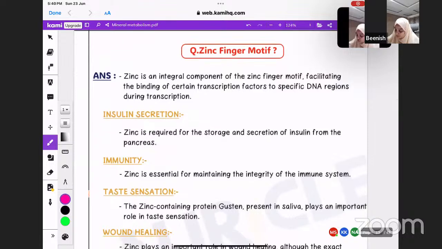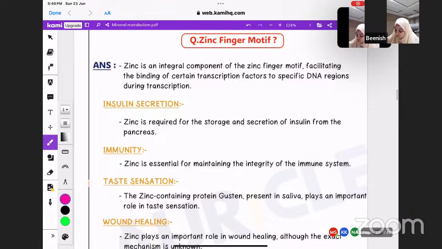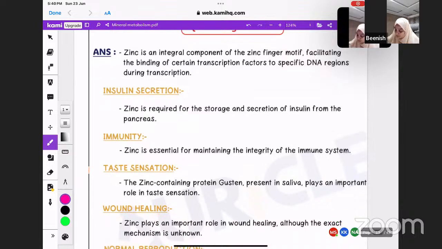Now talking about zinc finger motifs. Zinc is an integral component of zinc finger motifs. Now what are zinc finger motifs? These are DNA binding motifs. So, transcription factor and DNA interactions, facilitating the binding of certain transcription factors to specific DNA regions during transcription. Basically what it is trying to say is that zinc finger motifs are finger-like parts in certain proteins, like your transcription factors.